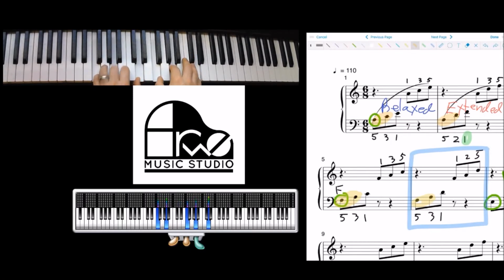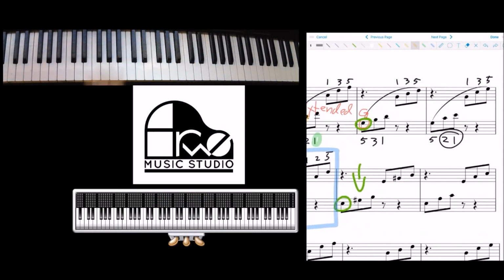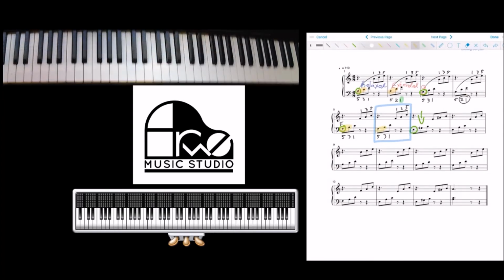Okay? And then we move on to the E position. And just be careful of that G sharp in measure 7. Third finger is going to go on a G sharp. Alright. So that's the first half of the song.